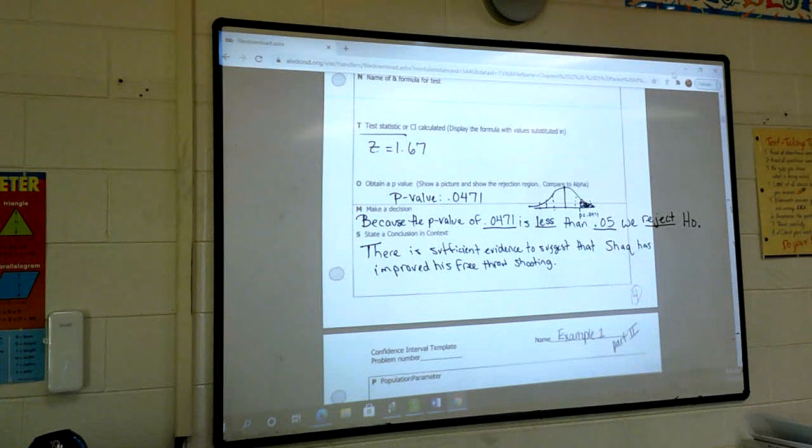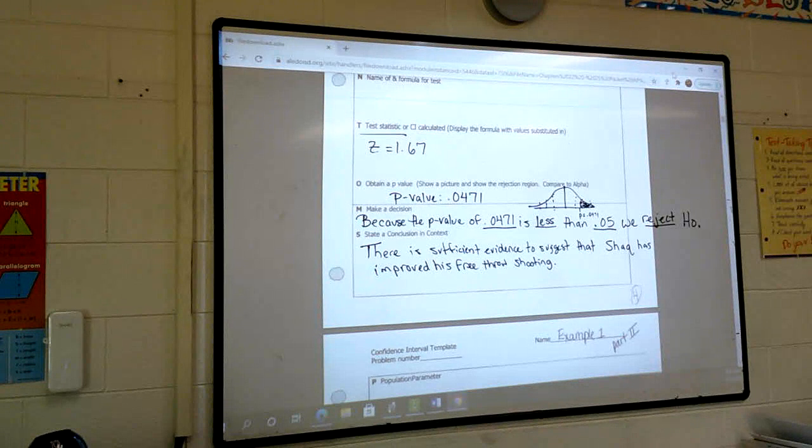Notice, we don't use definitive words like we know that he has improved his free throw shooting, or we can prove that he has improved his free throw shooting, because we can't. So you always use "sufficient evidence to suggest," because we're just taking a sample and getting this. So we don't know for a fact that he's improved, right? But we do see that there's evidence to suggest that he has.